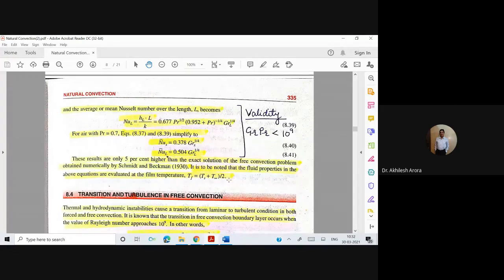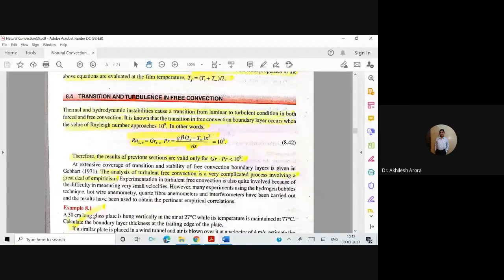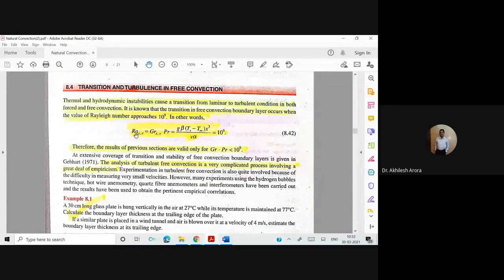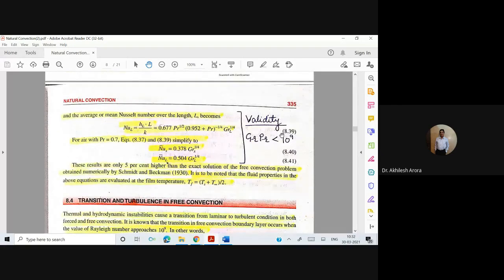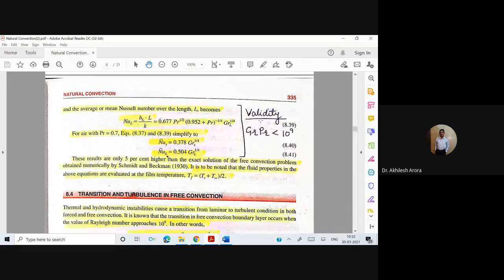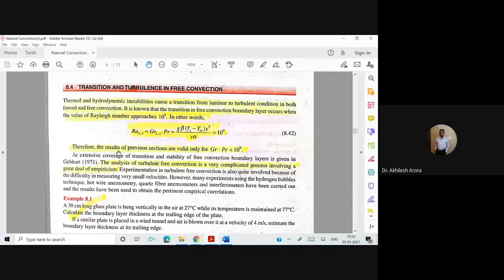Okay, then it talks about the transition and turbulence. You can see here, when the critical Rayleigh number, which is actually the local Grashof number into Prandtl number, is equal to 10 raised to power 9, the flow is basically laminar flow. This I have already told you in the validity condition here also. You can see here, this is the validity condition for the laminar flow. The results of the previous sections are valid only for Grashof number into Prandtl number less than 10 raised to power 9. So this is the validity for the laminar flow.